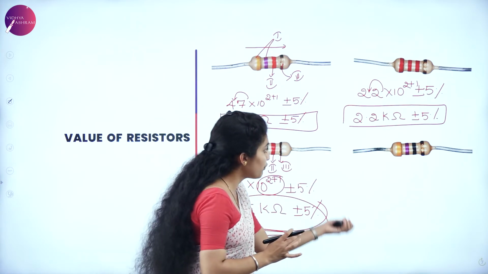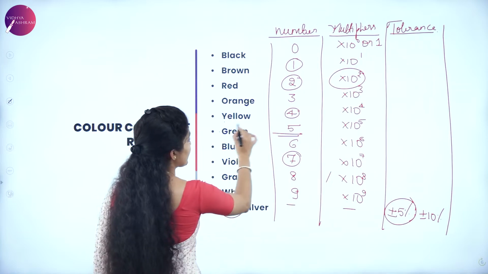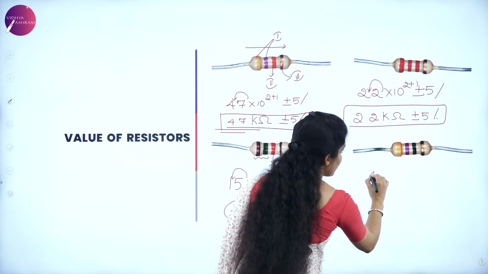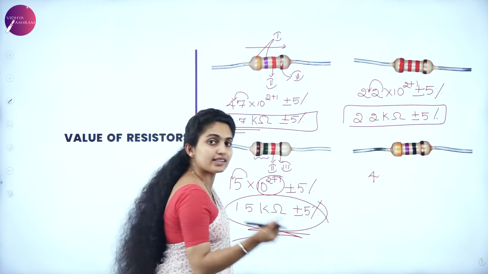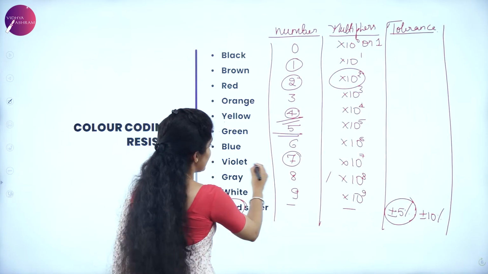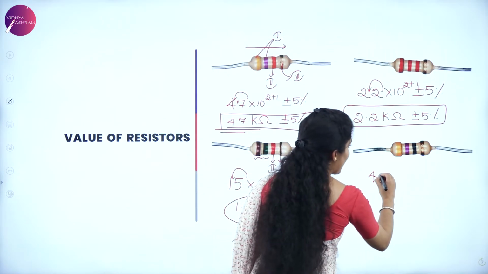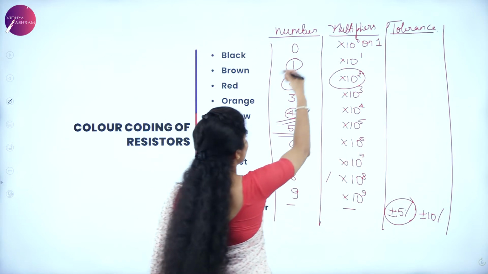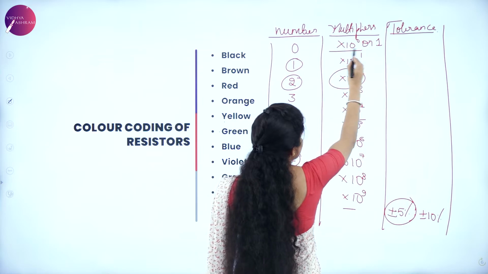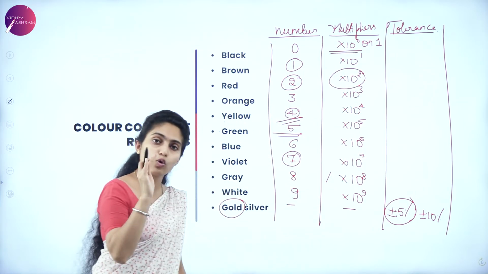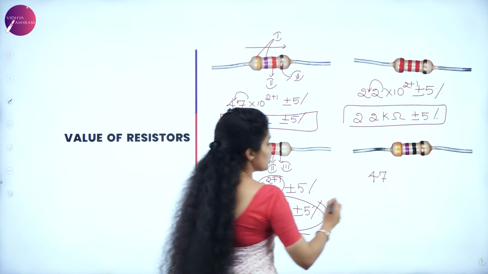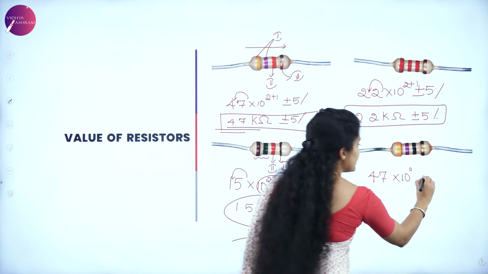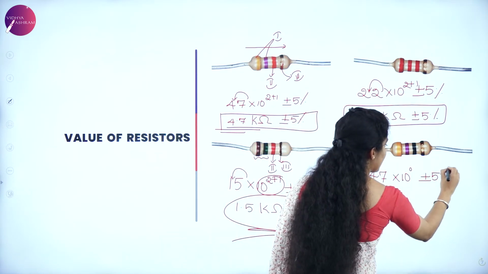That is, in the first column, yellow is nothing but, once again, 4. So I'll write it as 4. And in the first column itself, what is the value of violet? It is 7. So we have 7. And what is the value of black in the second column? It is 10 to the power of 0, which can also be called 1. So you have multiplied by 10 to the power of 0, and the tolerance is plus or minus 5%.